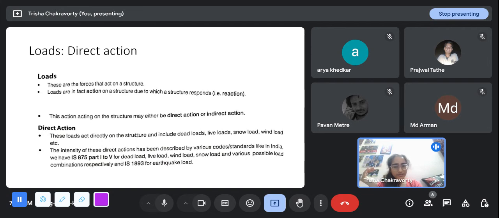These loads are common to whatever kind of structure you are building. The code doesn't tell you to take this much live load if it is a concrete structure and take this much live load if it is a steel structure. It is what you have to design a structure against.